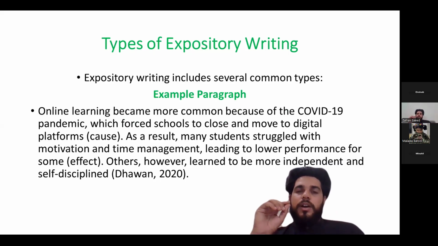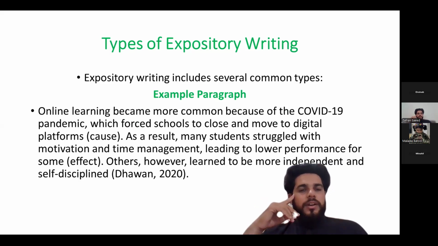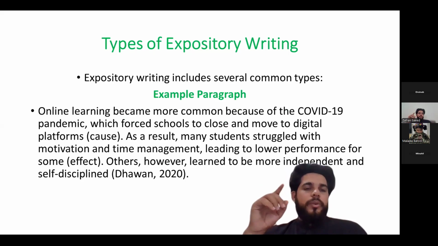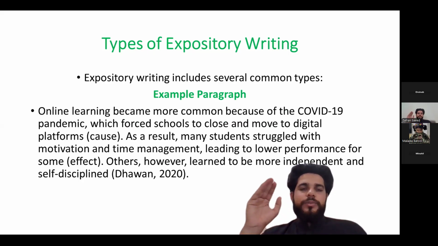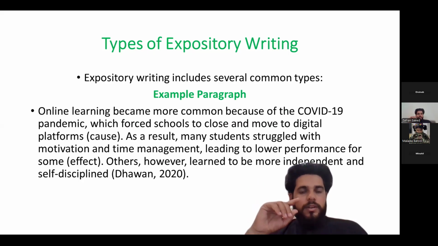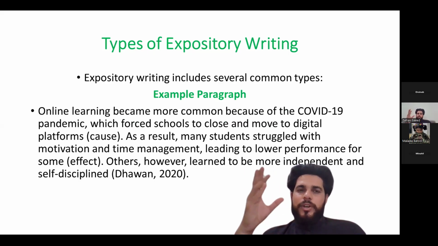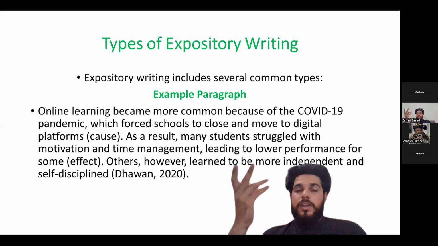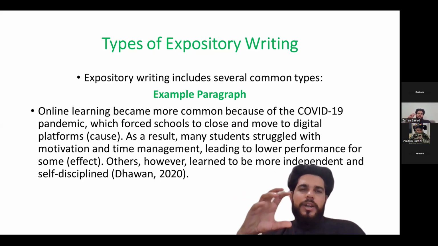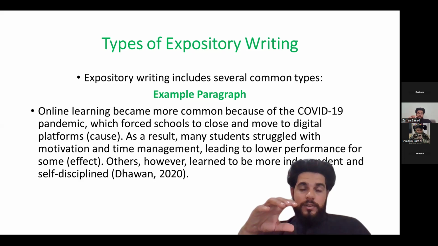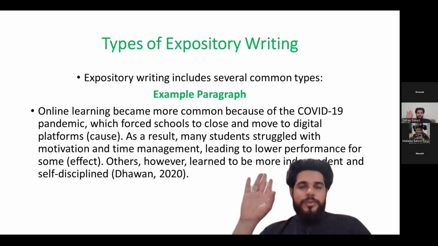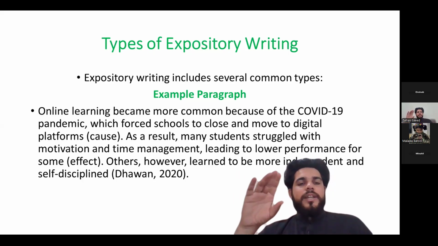You will be aware of how to write cause and effect for a paragraph. Online learning became more common because of the COVID-19 pandemic, which forced schools to close and move to the digital platforms. The environment and the situation around the world is not that good. That's why we are conducting online class here today as well. So now if we focus on the previous history, online learning became more common because of the COVID-19 pandemic.